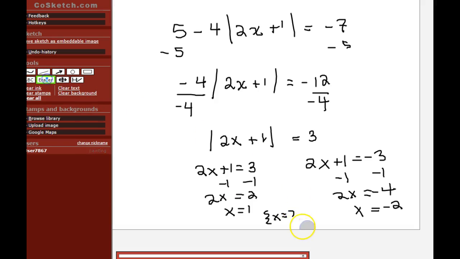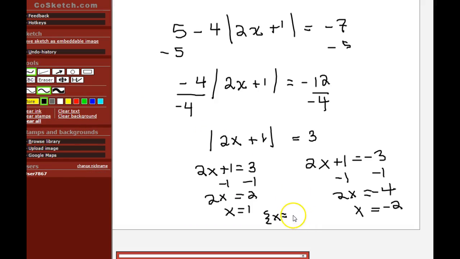Ooh, I've got to erase that. I love this eraser. It's really fun. x is equal to negative 2. And x is equal to 1.